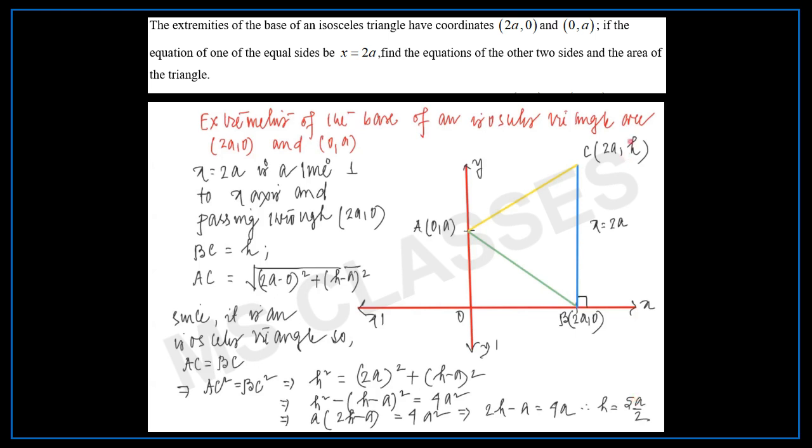Now once we got this point, what is the coordinate? (2a, 5a by 2). Now you got this endpoint C. Now you can find the equation of AC. We can find the equation of AC because we have this line given only. We can find the equation of AB also, because we have A, we have C, we have B. So you can find the equation of AC.